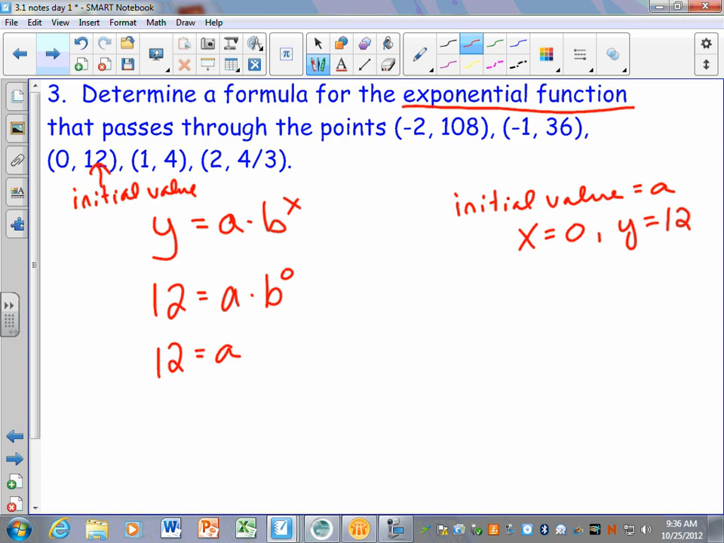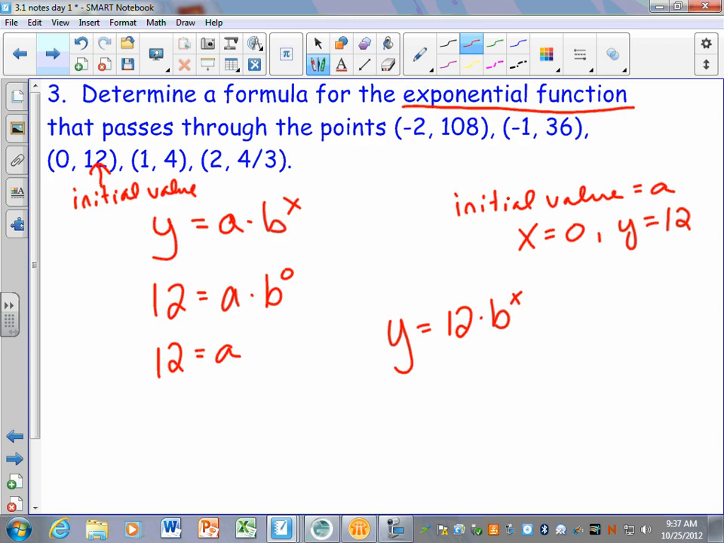And so now we have a equals 12, so now I have y equals 12 times b to the x. Think about with slope, once we have slope, we still have to find b, so we have to plug in another point. That's what I have to do here. Logan said we could plug all of them in. We just need to plug one of them in. No matter what we plug in, these are all going on the same equation.